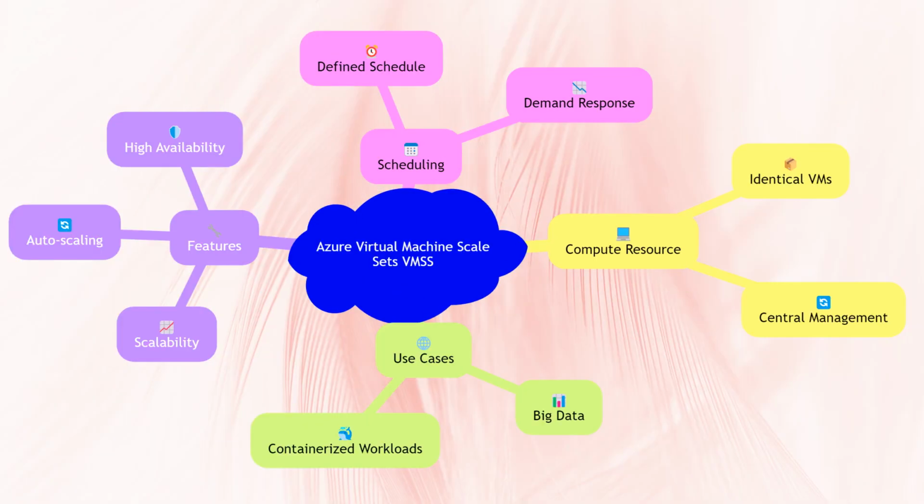Azure Virtual Machine Scale Sets, VMSS, are an Azure compute resource that you can use to deploy and manage a set of identical VMs. With VMSS, you can easily build large-scale services for areas such as big data, containerized workloads, and more. They provide high availability and allow you to centrally manage, configure, and update a large number of VMs. VMSS automatically increases or decreases the number of VM instances in response to demand or a defined schedule, ensuring your application remains available and responsive.